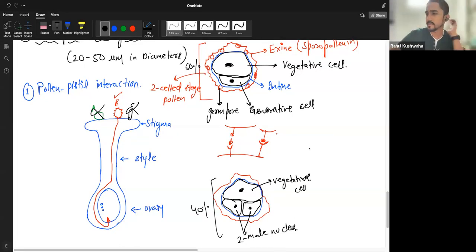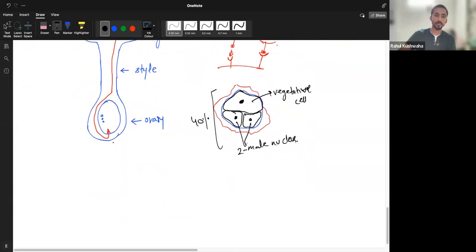Any doubts till now? If they ask you how many cells are there in mature pollen, you will say 2, vegetative cell and generative cell. Okay, but in many species, the generative cell divides mitotically to give rise to 2 male gametes. Now remember that there are 3 nucleus now.